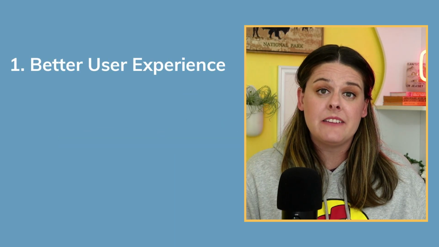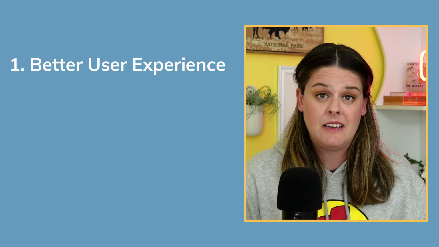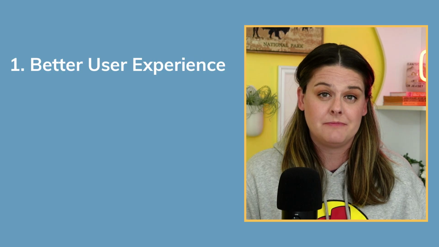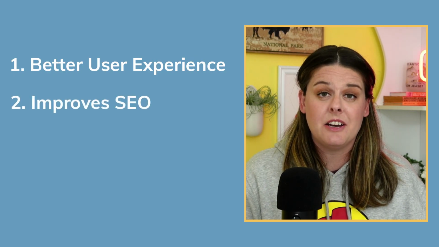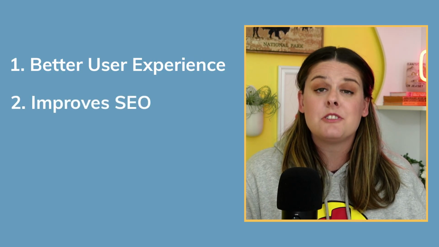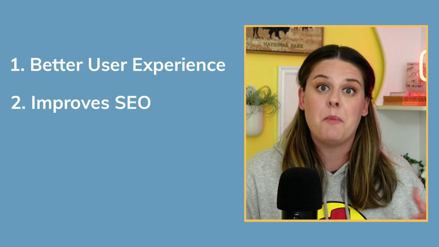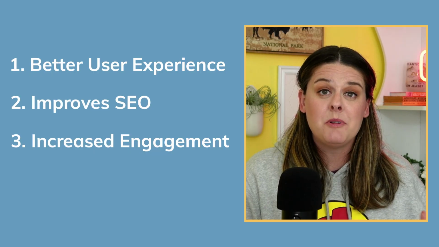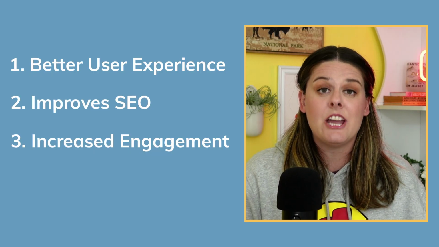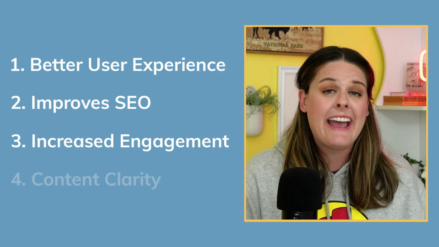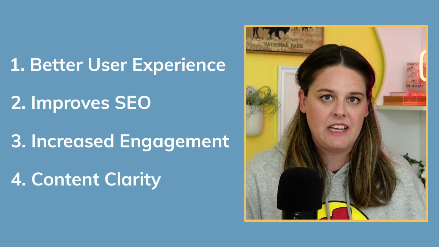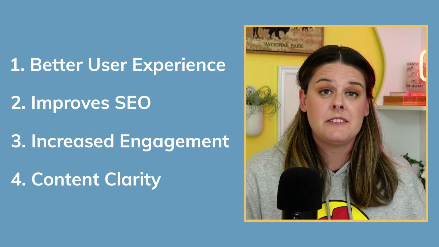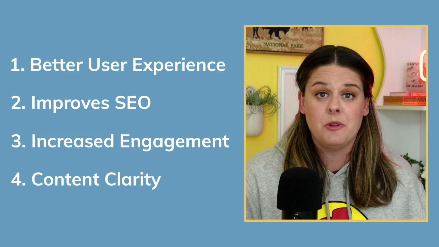One, categories give a better user experience. If the content is organized, people can find what they're looking for a lot easier. Two, it improves SEO. If your content is organized, search engines can understand the content better. Three, increased engagement. If people are finding what they're looking for, they're going to stay on the site a lot longer. And four, content strategy clarity. When you have your content organized into categories, you can easily see what content you're publishing a lot of and where you need to fill those gaps in.